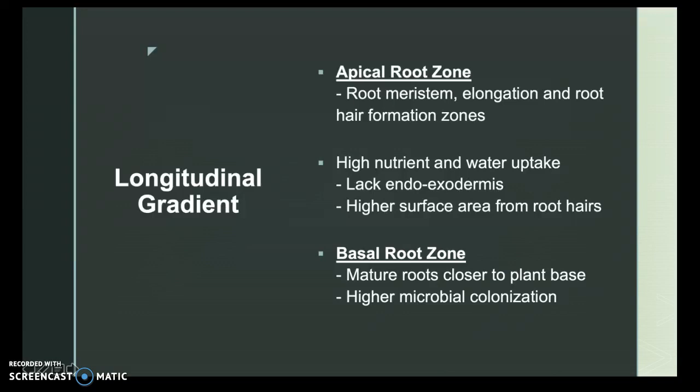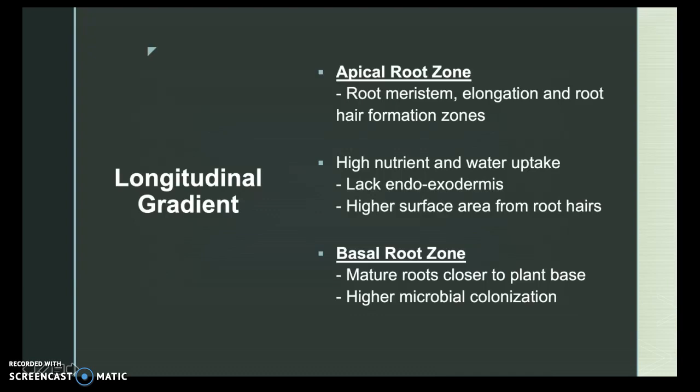Generally classified by two regions, the meristemic region of active growth, either in the form of elongation or root hair development, is known as the apical root zone. This vicinity is characterized by its ability to uptake water and nutrients due to its lack of endo and exodermis, as well as its larger surface area. The mature region closer to the base of the plant is known as the basal root zone.